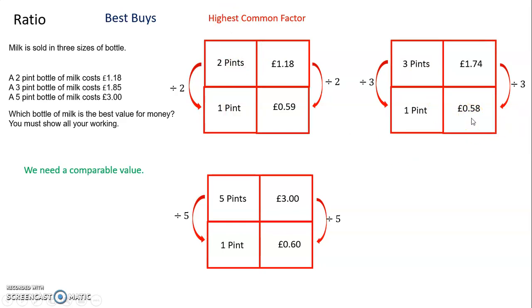Now this will always work, but if it's a non-calculator question, it might mean that you've got to do some really tricky division, whereas if you look for the highest common factor and it's not 1, it might mean that your working is that much easier. So you can always go for the unitary form, and we can conclude here that the 3-pint bottle is the best value.